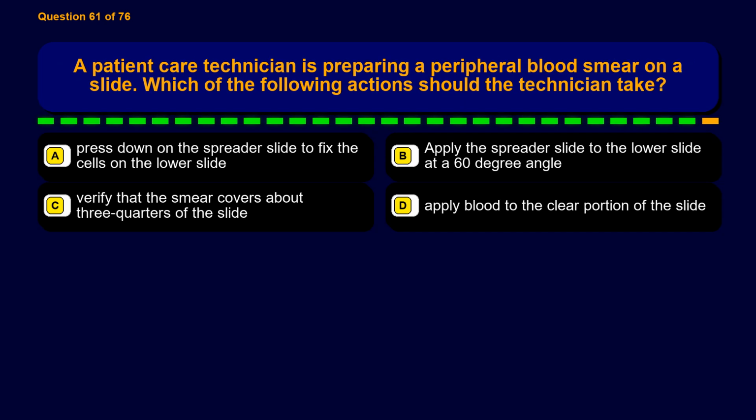Question 61. A patient care technician is preparing a peripheral blood smear on a slide. Which of the following actions should the technician take? Option A, press down on the spreader slide to fix the cells on the lower slide. Option B, apply the spreader slide to the lower slide at a 60-degree angle. Option C, verify that the smear covers about 3/4 of the slide. Option D, apply blood to the clear portion of the slide.